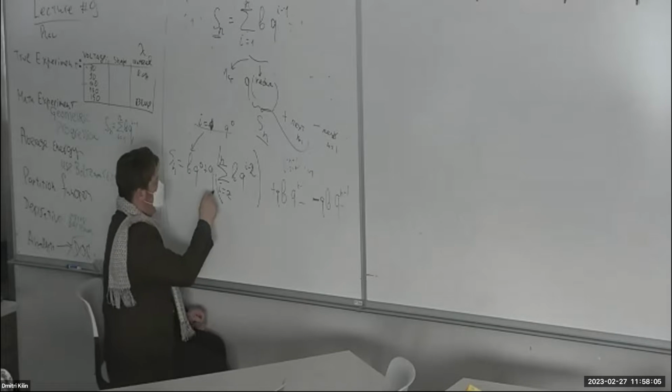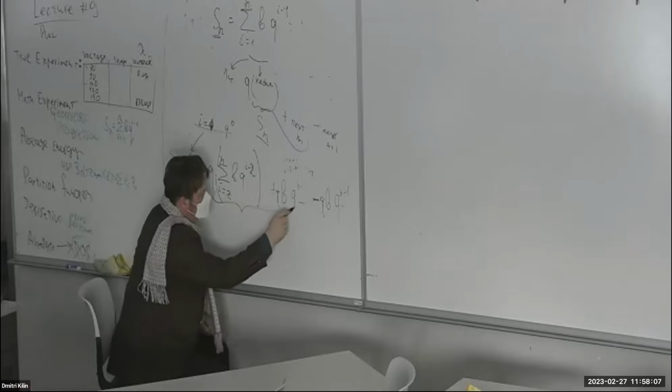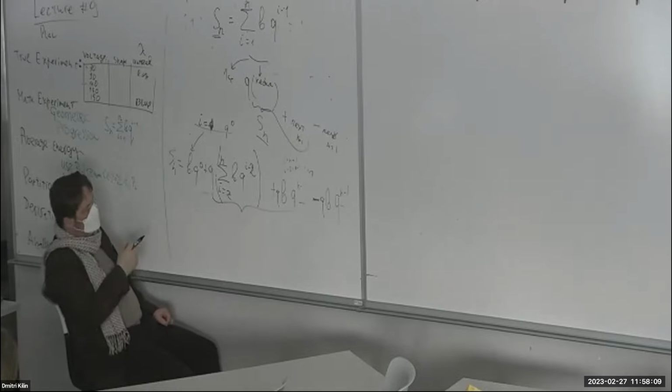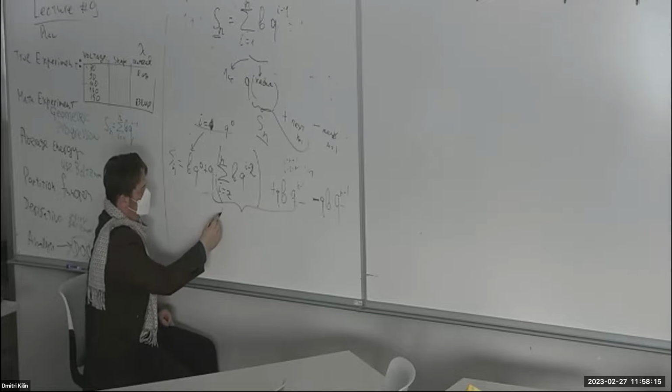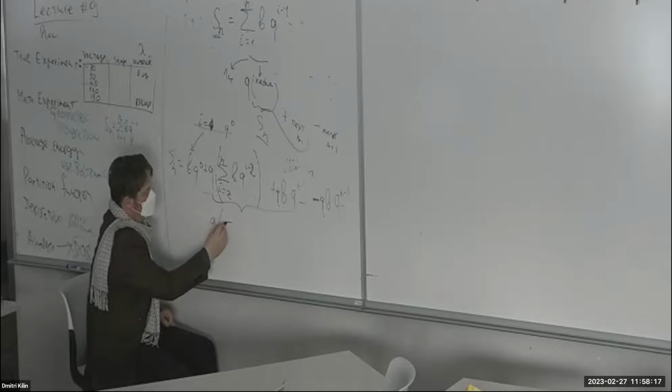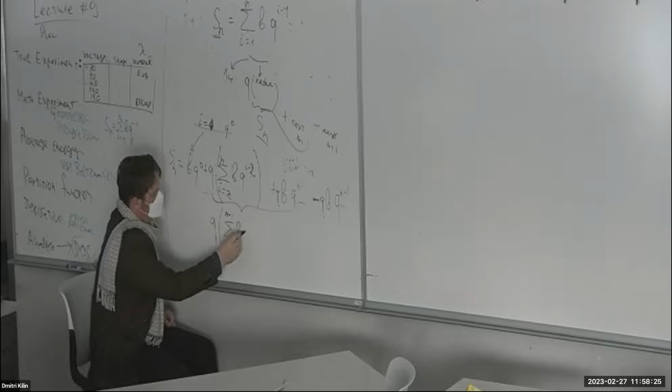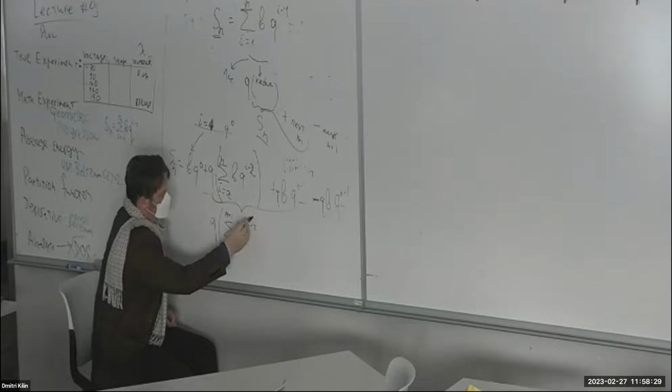Now, if I combine these two things together, I'll have q outside, summation from i equals 2 to n plus 1, b q^(i-2).